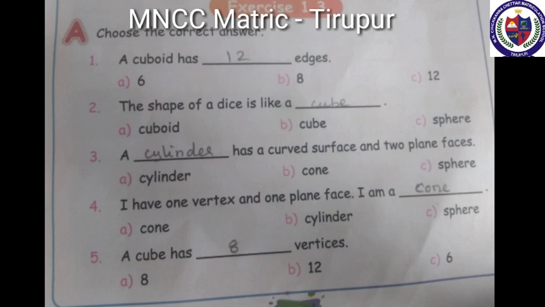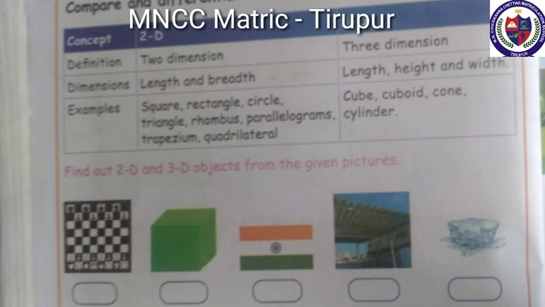Next, exercise 1.3. First Roman, choose the correct answer. First one, a cuboid has how many edges? 12 edges. Second, the shape of a dice is like a cube. Third, a cylinder has a curved surface and two plane faces. Fourth one, I have one vertex and one plane face. I am a cone. Fifth one, a cube has 8 vertices. Students, study the fill-ups.